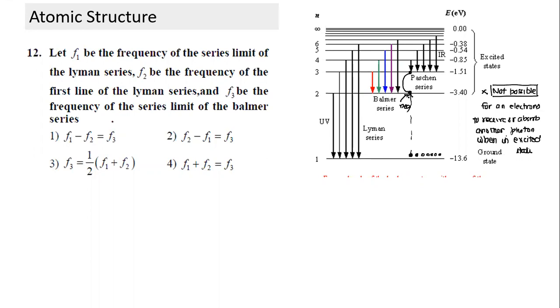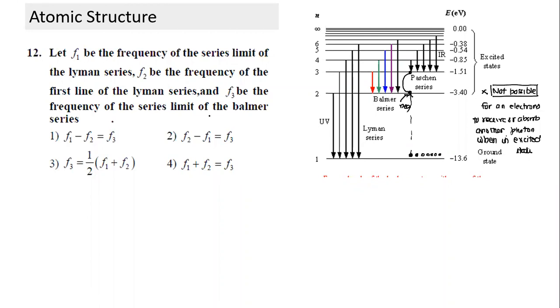Ahlad, have you understood this explanation? Yes, sir. That's the reason, because the time it spends in the excited state is close to 0. So for an electron to receive or absorb another photon in the excited state is not taken to be possible in the normal course.